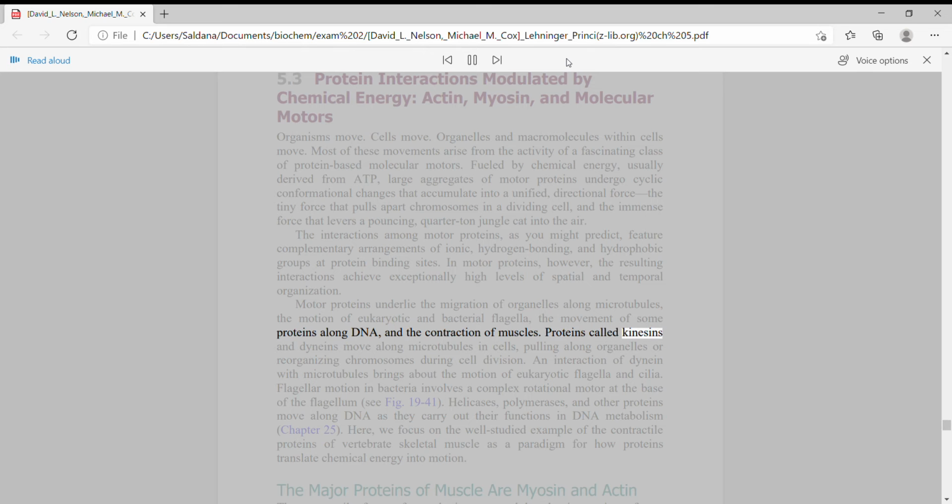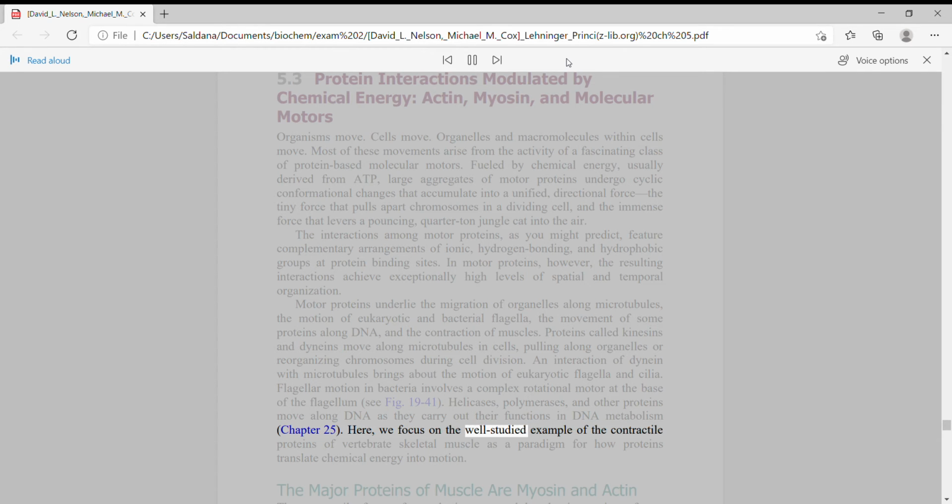Proteins called kinesins and dyneins move along microtubules in cells, pulling along organelles or reorganizing chromosomes during cell division. An interaction of dynein with microtubules brings about the motion of eukaryotic flagella and cilia. Flagellar motion in bacteria involves a complex rotational motor at the base of the flagellum, see Fig. 19-41. Helicases, polymerases, and other proteins move along DNA as they carry out their functions in DNA metabolism, Chapter 25.